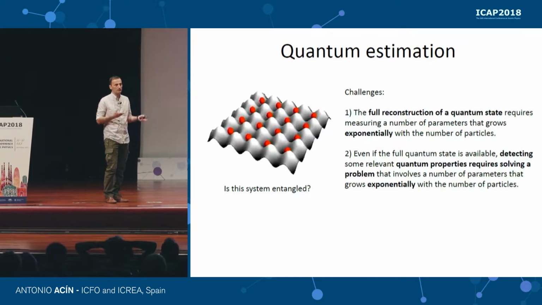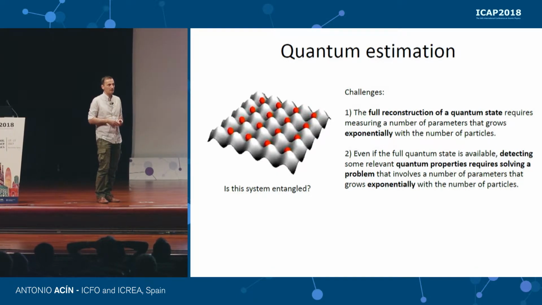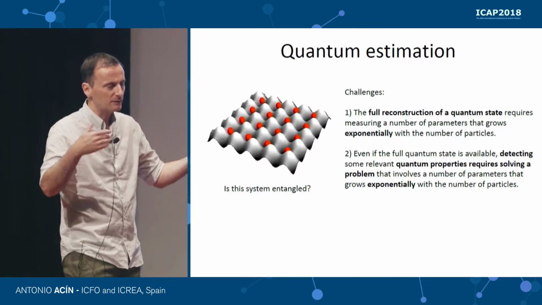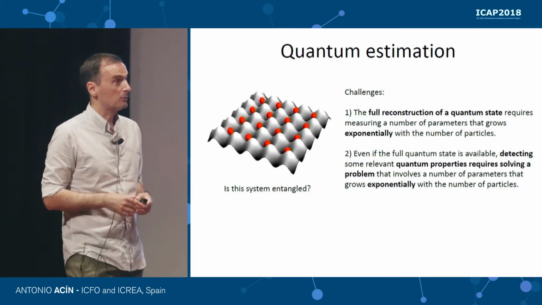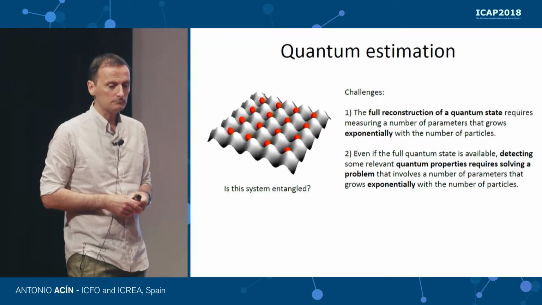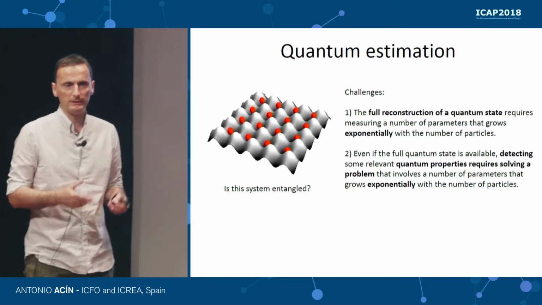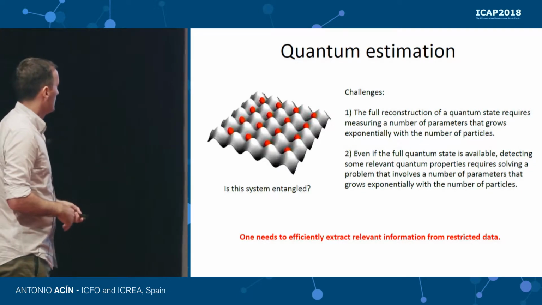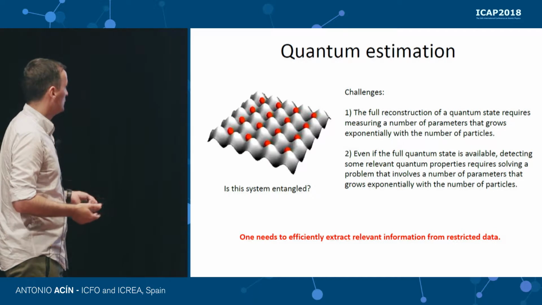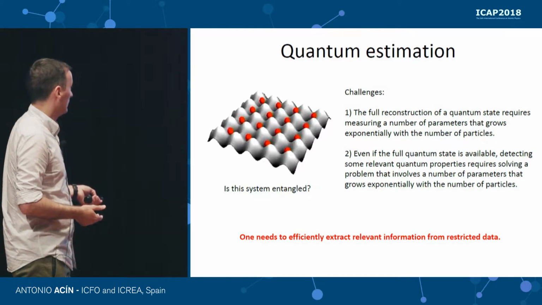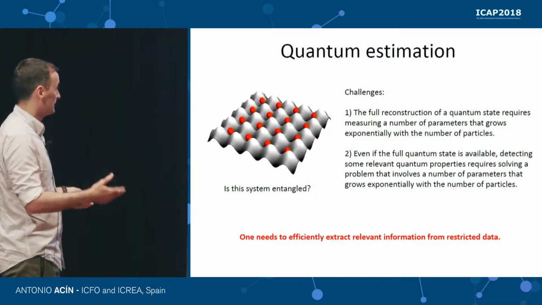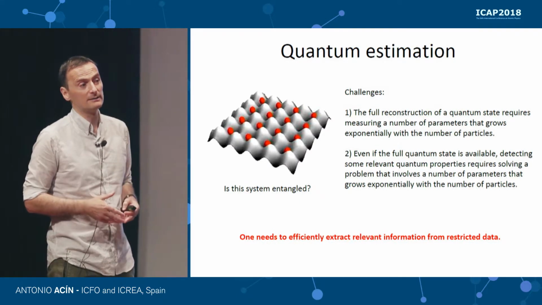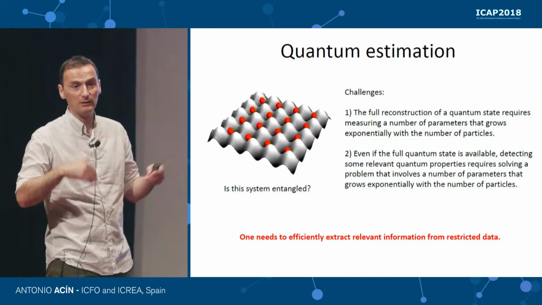You need to solve a complex optimization problem. This is just a theoretical problem. Even if you give me the description of the state, to detect some quantum properties I sometimes have to solve a complex optimization problem that again involves an exponential number of parameters. So you need to solve these issues. You need efficient ways of extracting relevant information from the data you get in an experiment, which is often a set of restricted data, not enough for a full reconstruction.